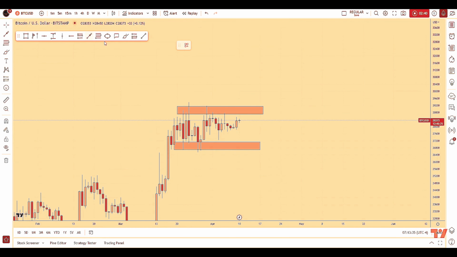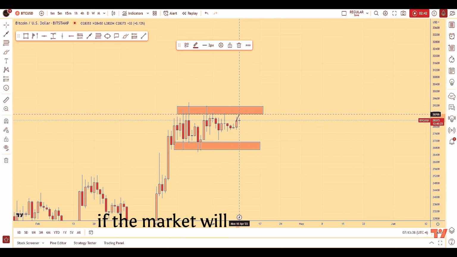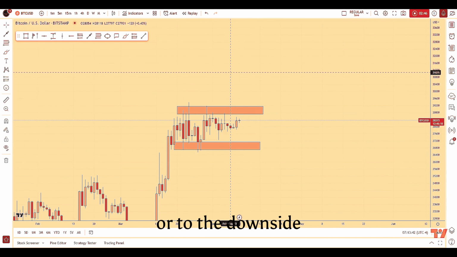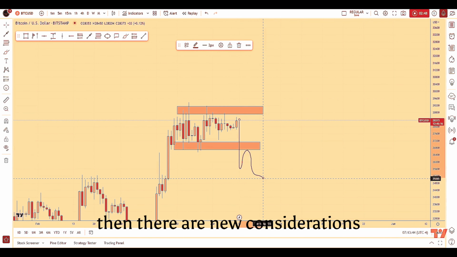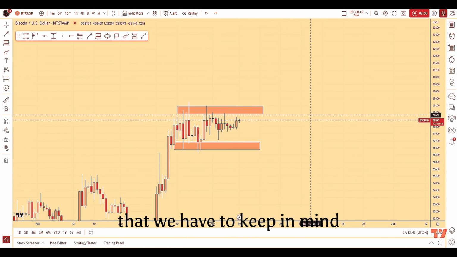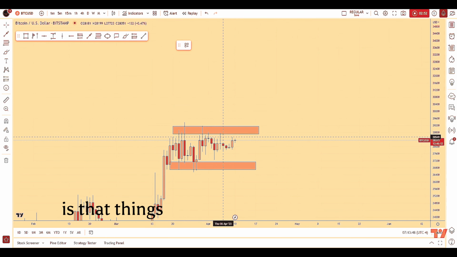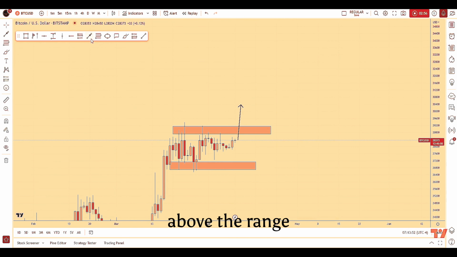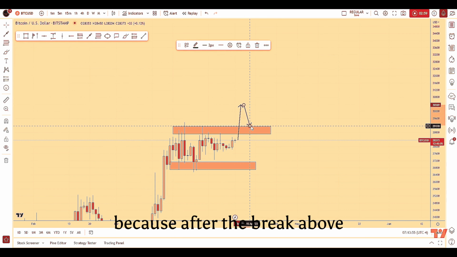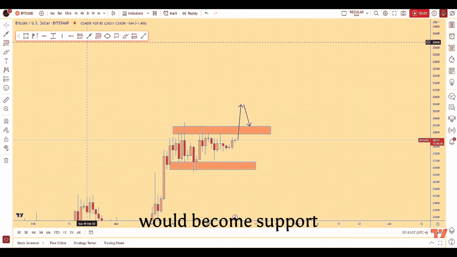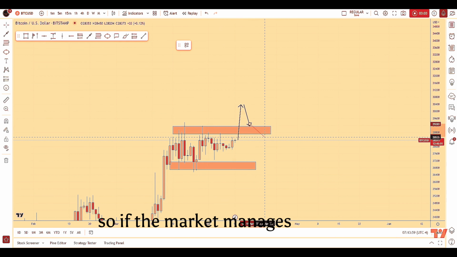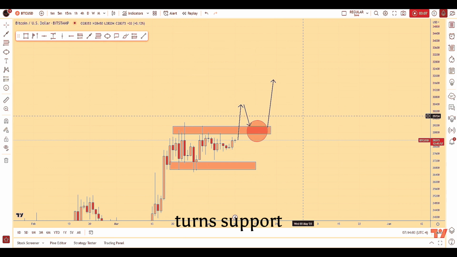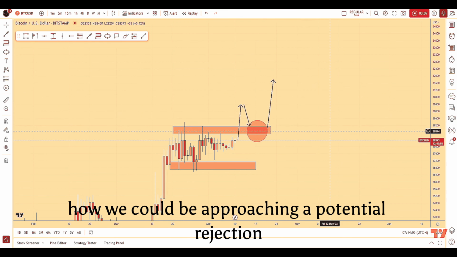So for now, we don't know if the market will manage to break away from this range, either to the upside or to the downside. If it will break to the downside, then there are new considerations that we have to keep in mind. However, what we know is that things would definitely become very interesting if we get a break above the range, because after the break above, this previous resistance would become support. So if the market manages to break, after a break and a retest of this previous resistance turned support, we could be approaching a potential rejection to the upside.